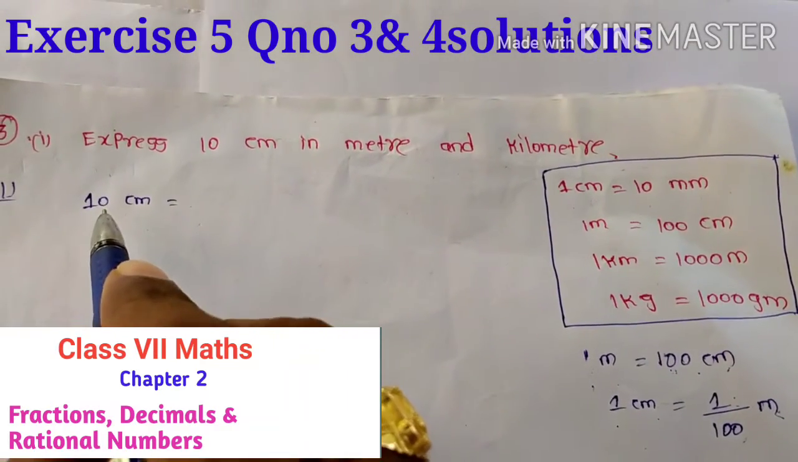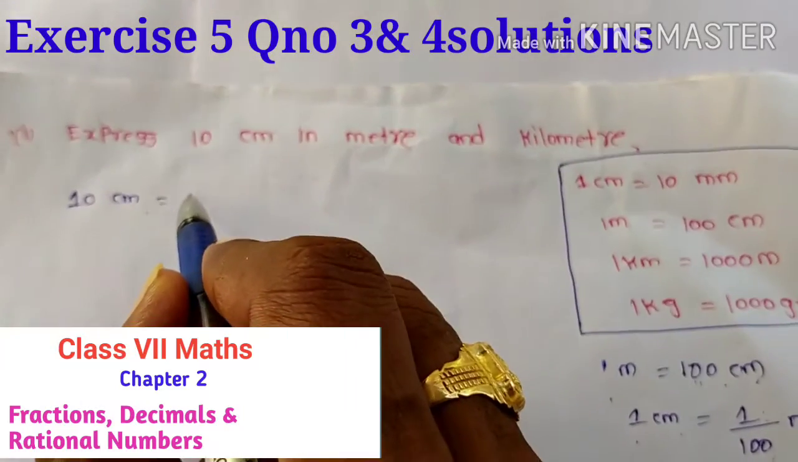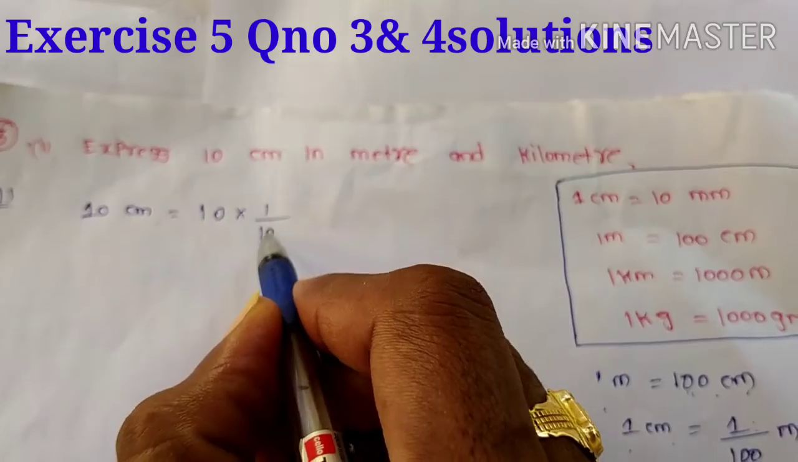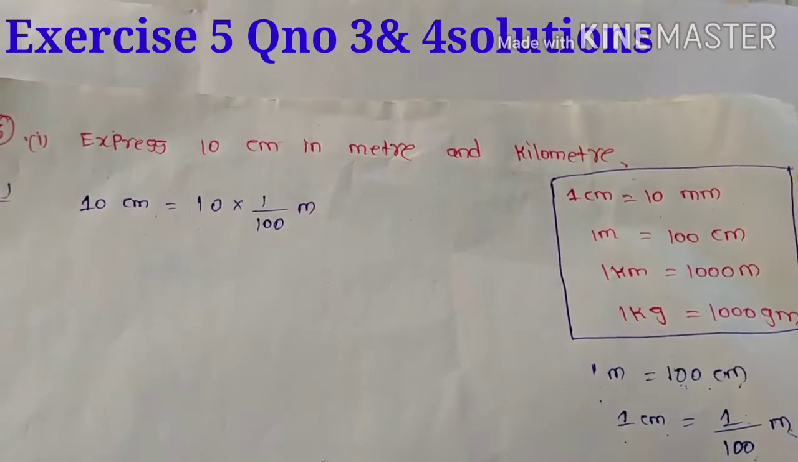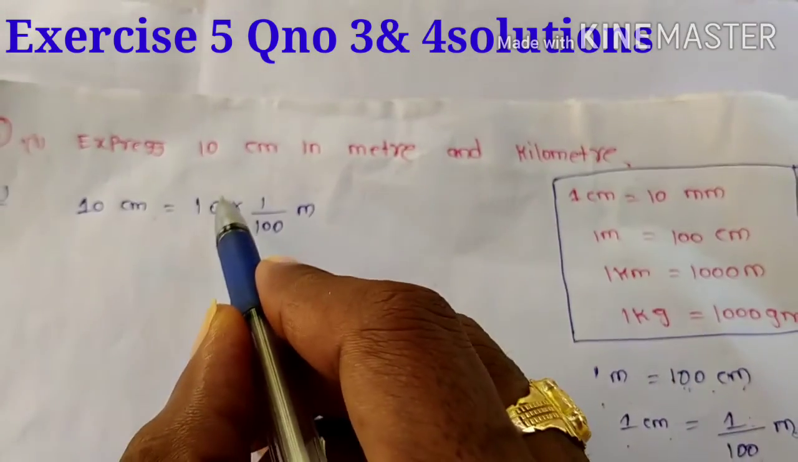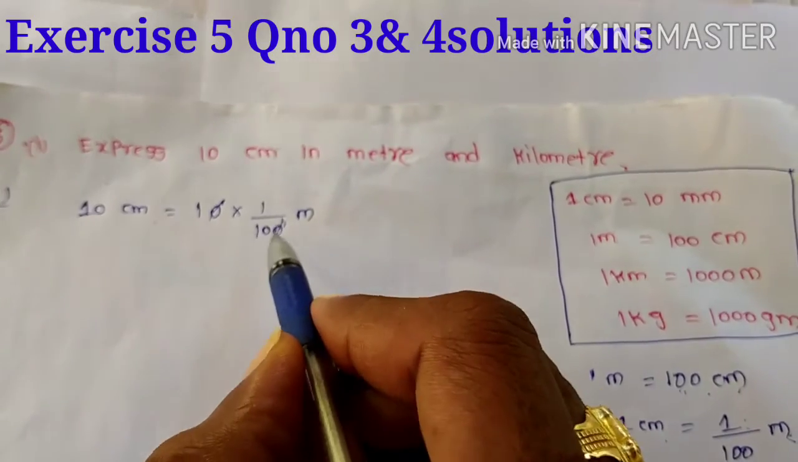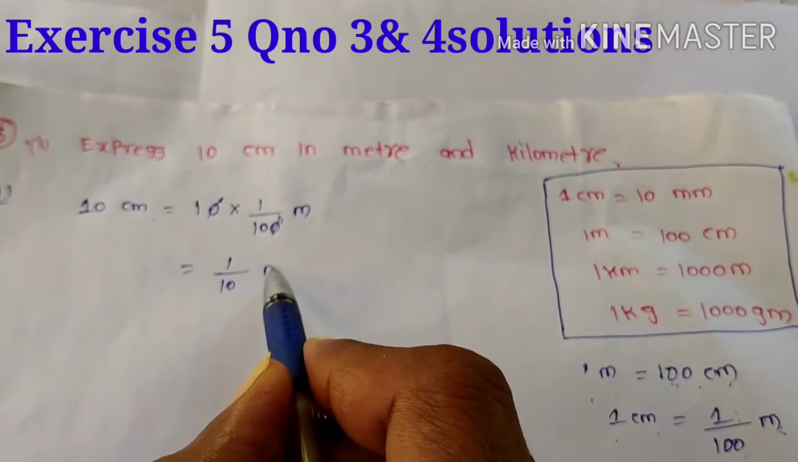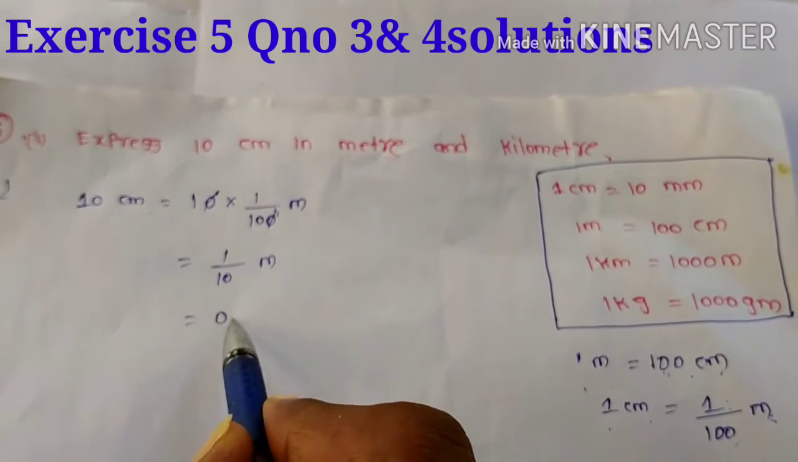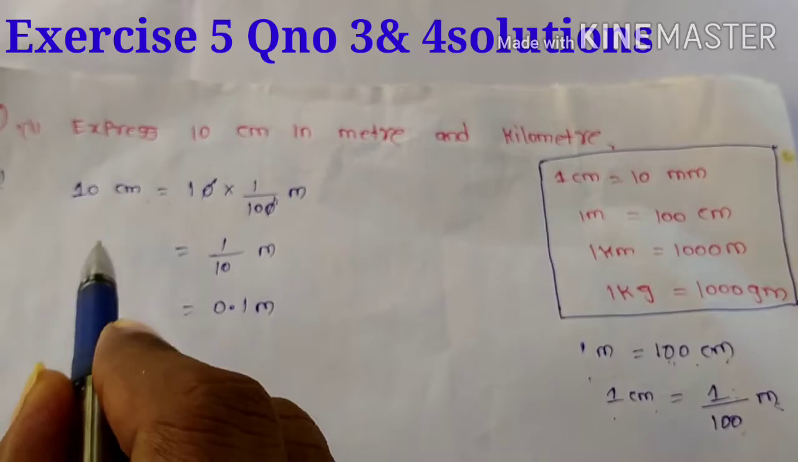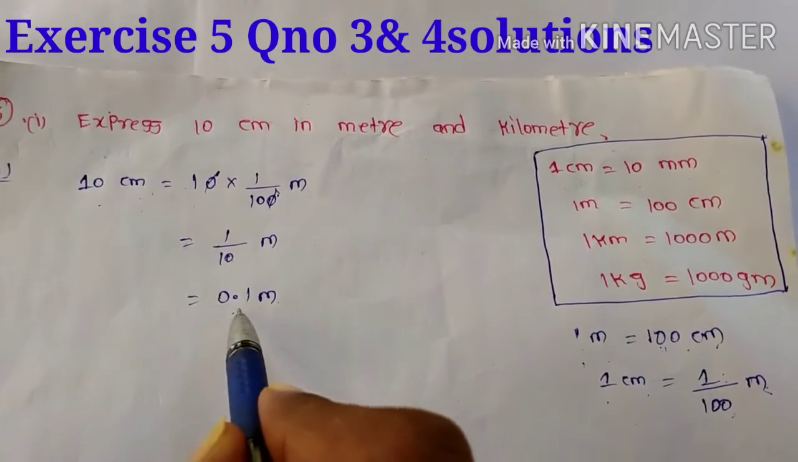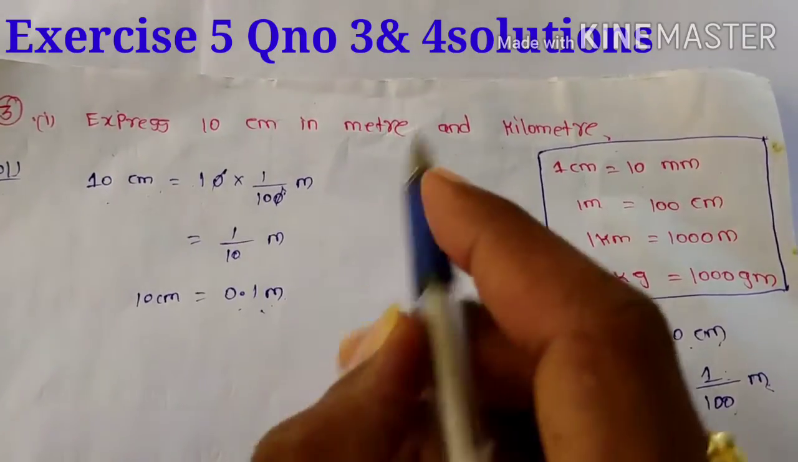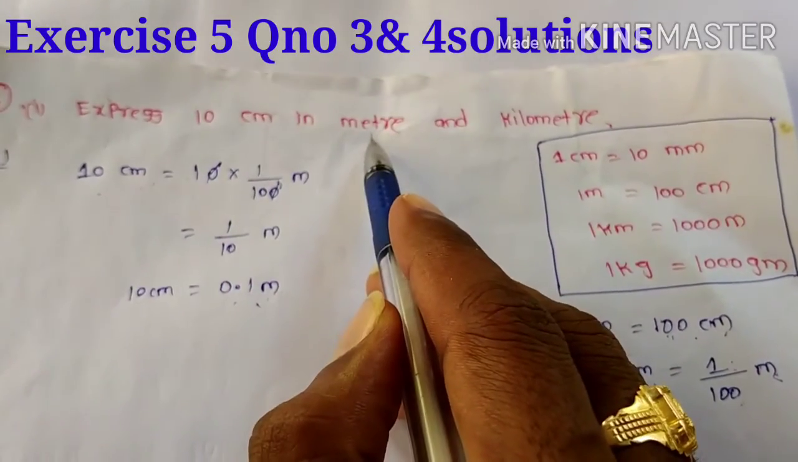So you can write 10 centimeters is equal to 10 into 1 by 100 meter. That means here the zeros cancel, and indirectly 1 into 1 is only 1 by 10 meter. 1 by 10 meters means 0.1 meter. Yes or no? See here, 10 centimeters is equal to 0.1 meters. The conversion of centimeters into meters is completed.